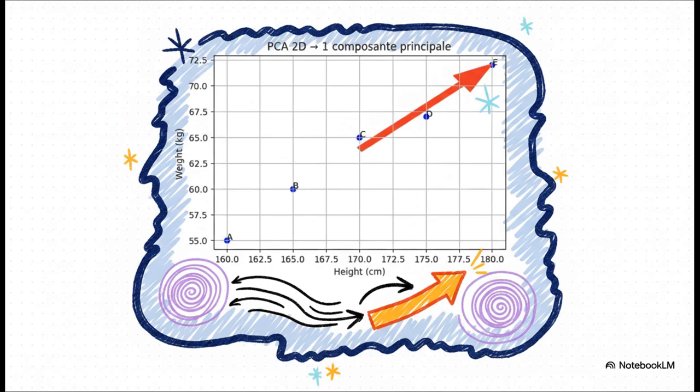It is so clever. Look, we have two variables here, height and weight. They're obviously related. What PCA does is find the single best direction, that red arrow, that captures the main relationship between them. It then creates a new supervariable along that line. It's like combining two variables into one that has the best of both.